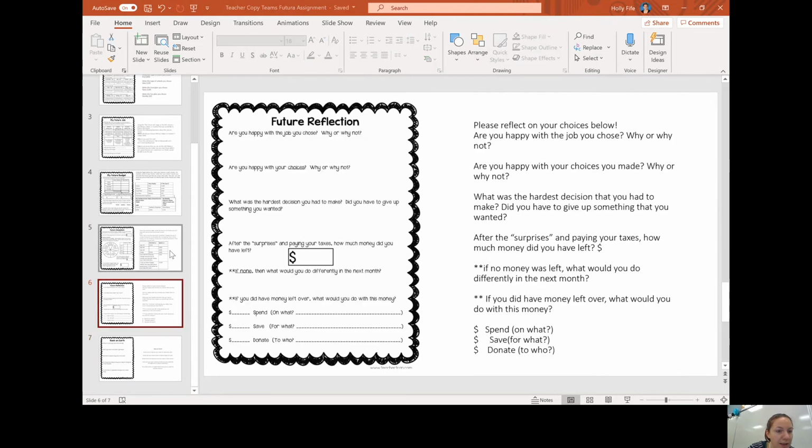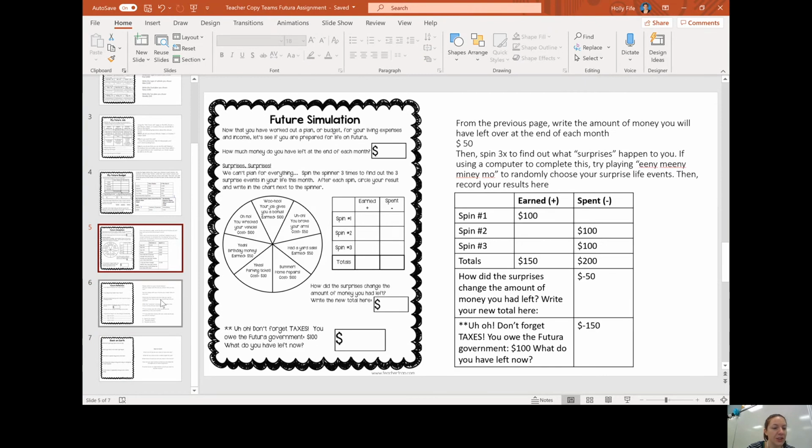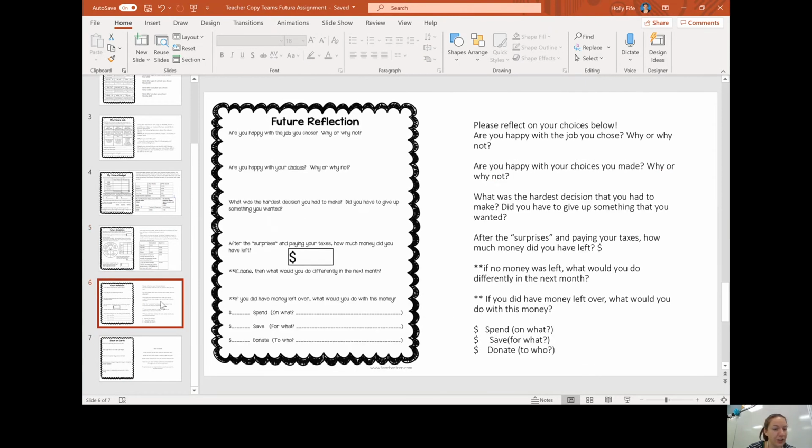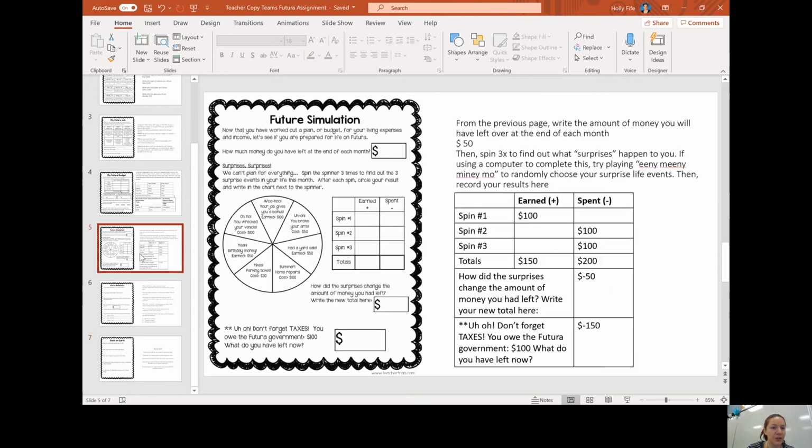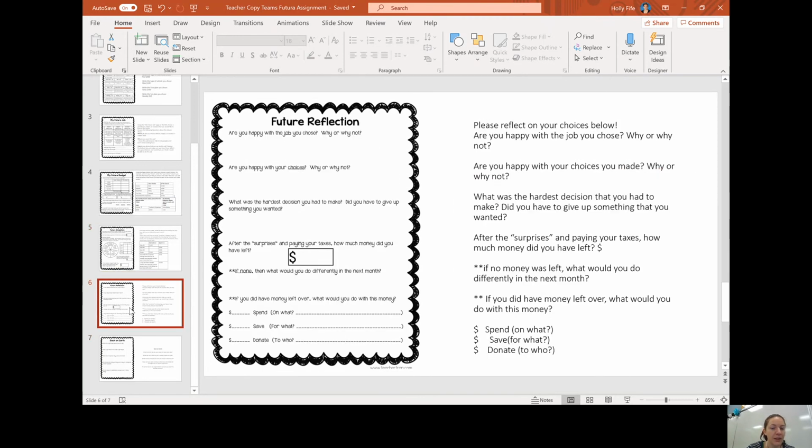So you know what? Today, let's just do future simulation and future reflection. We'll save our back on Earth page for Tuesday. So just these two pages. We're going to do future simulation, future reflection. All right, and then on Tuesday, we'll reflect when we go back to Earth.